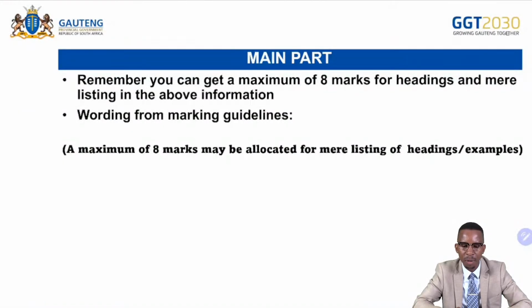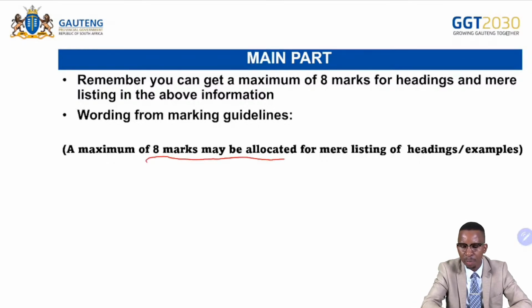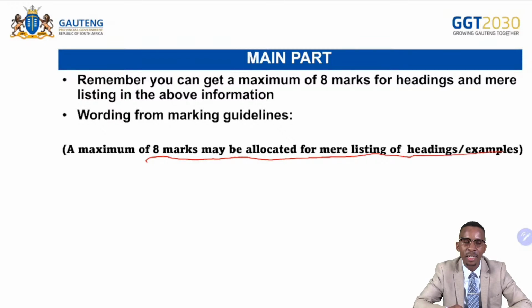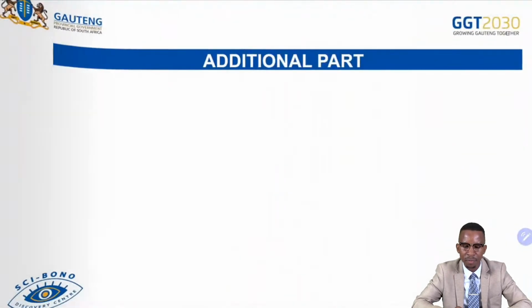And then remember, you get a maximum of 8 marks for headings and mere listing in the above information, without making any judgements. A maximum of 8 marks will be allocated for mere listing or headings or examples.